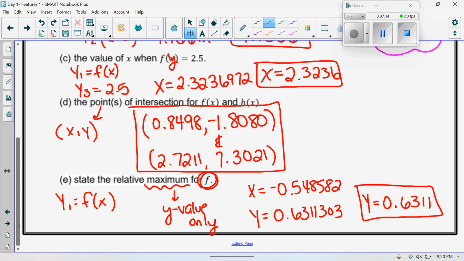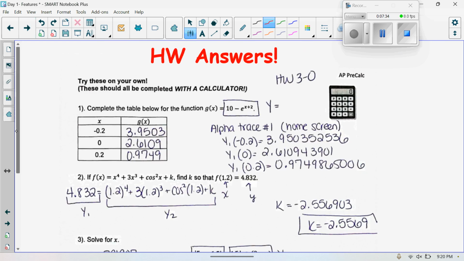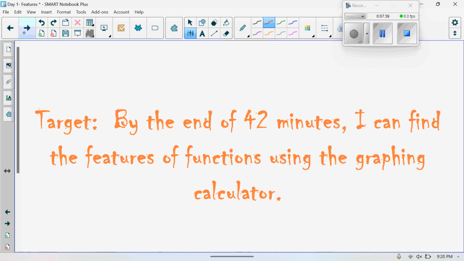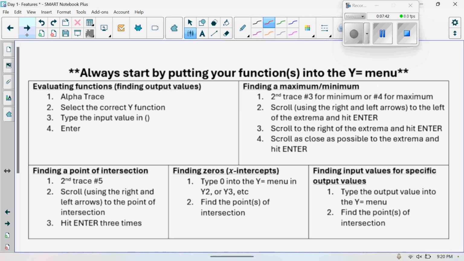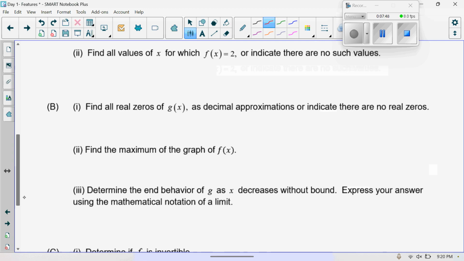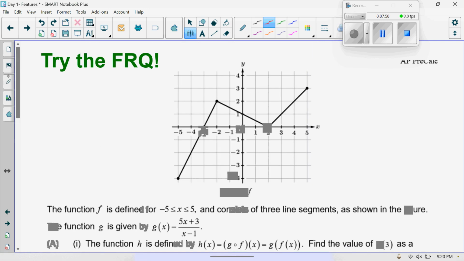We went over alpha trace in the home screen to evaluate functions. We did a maximum, which is the same scale as a minimum. You would just choose the other option. We did points of intersection. We found zeros, all different features on our graph and on our calculator that we are using. So your homework answers are going to be in your printed class notes section, so you can take a look at those if you need to. You are going to hear all the steps of what we just did for you here. You are going to try this FRQ. The answers will be in your printed class notes as well. And there are some multiple choice questions for you to practice in addition.